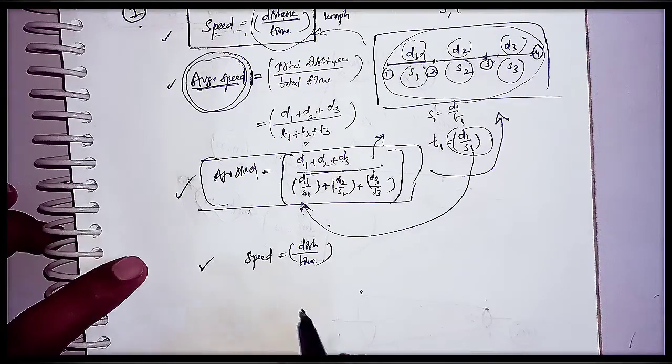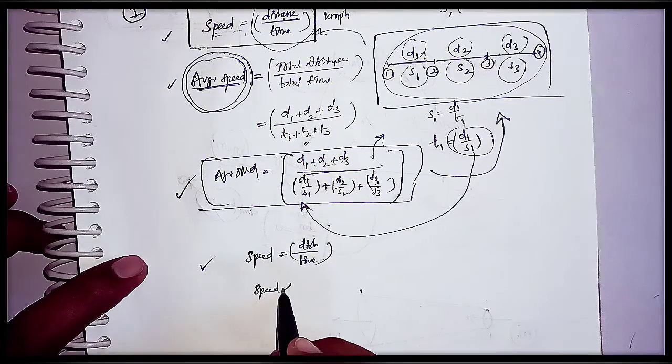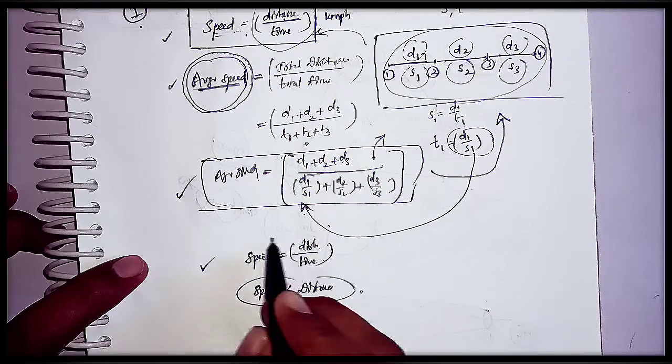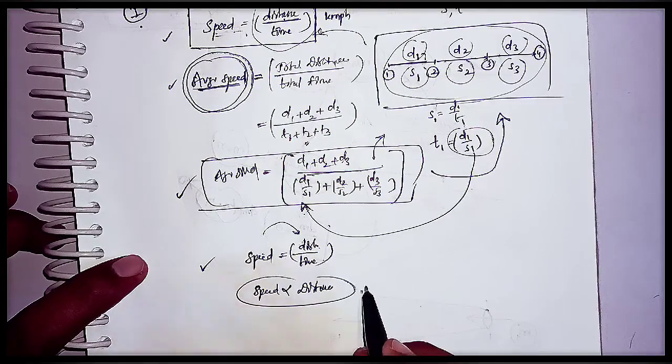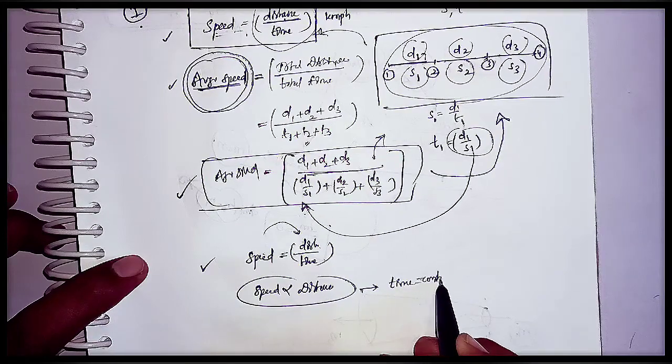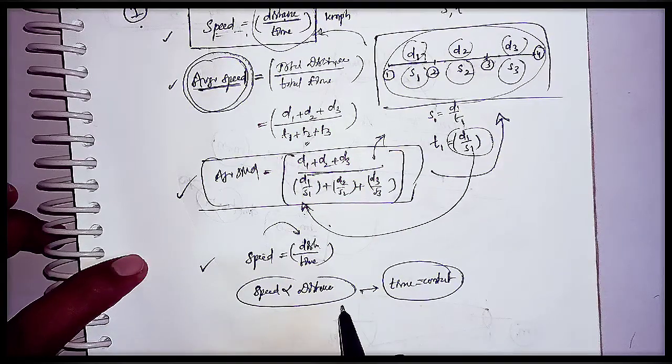If we see, speed is directly proportional to distance. Yes or no? Speed is directly proportional to distance, but the condition here is that time is constant.